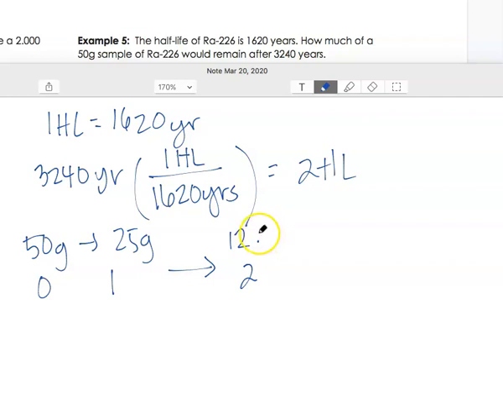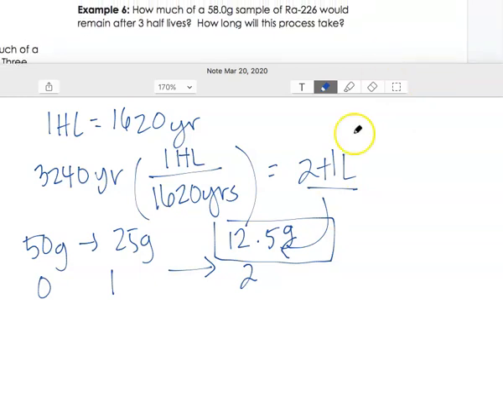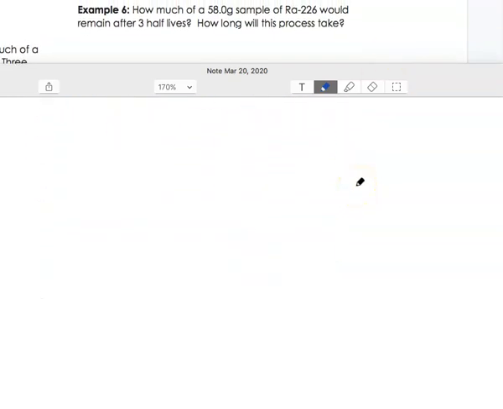Which is 12.5, right? So after two half-lives, that's how much of the sample will remain. Okay, so that's how you do that one. Okay, go ahead and try example 6 and then check in with me.